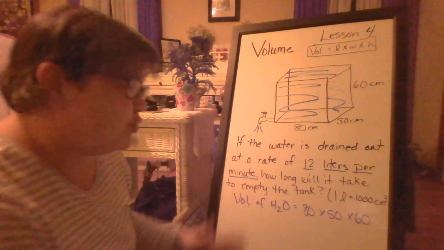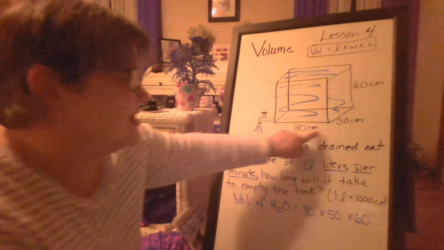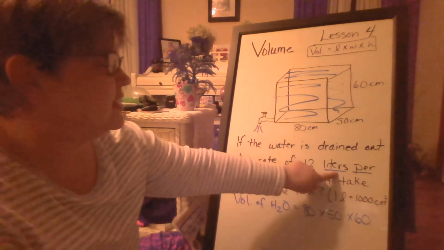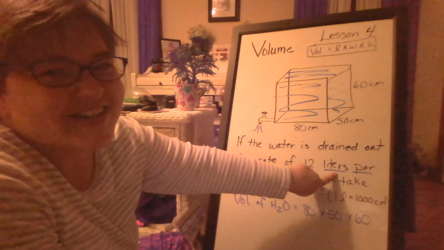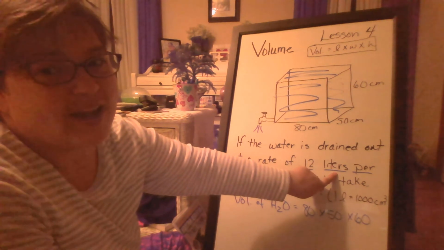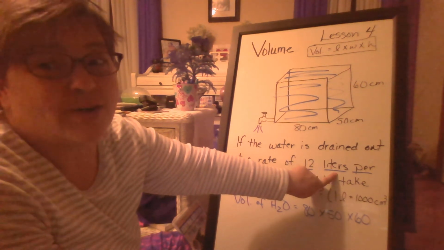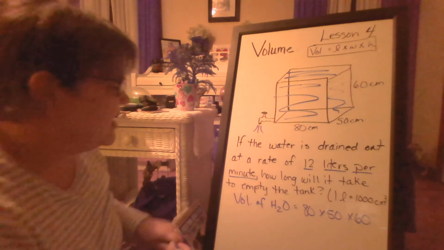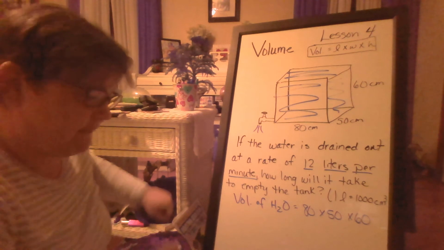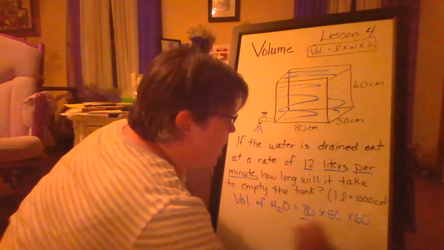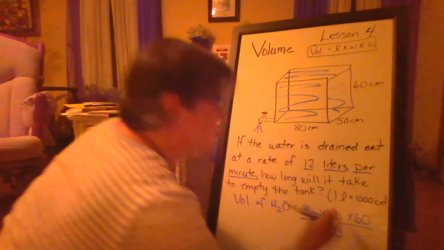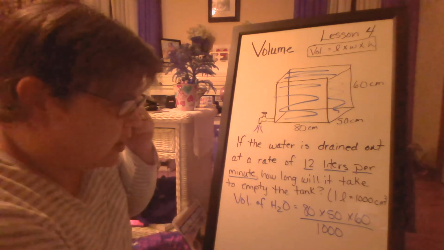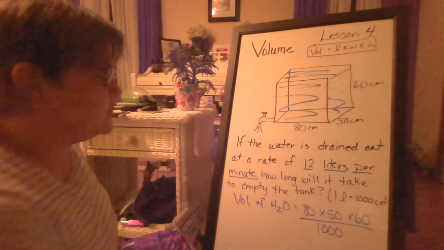And then if you notice, our measurements are in cubic centimeters, but they want our answer in, yay, liters. So we're going to have to change our cubic centimeters to liters. And that's okay, because we know how to do that. So we are going to divide all of that by 1,000 cubic centimeters to get our liters. Okay, so we can do some math.